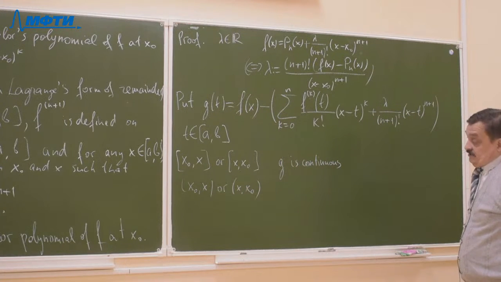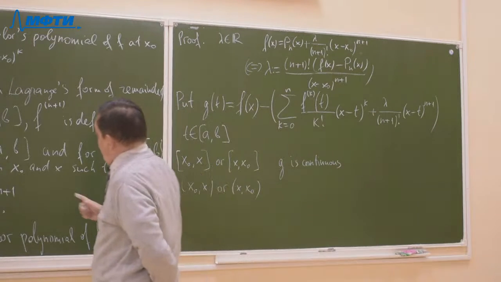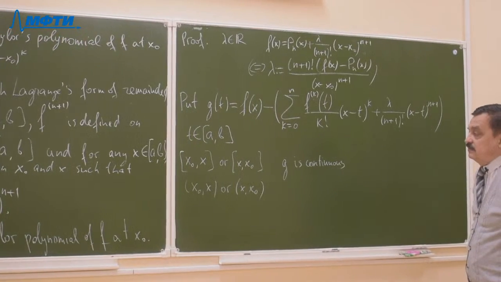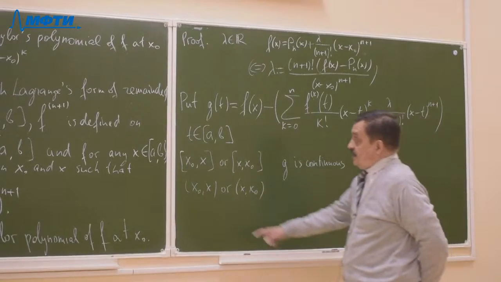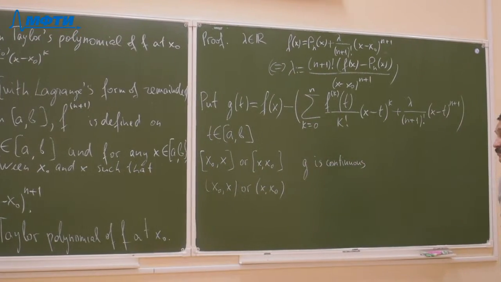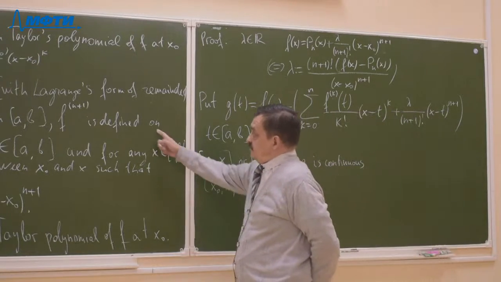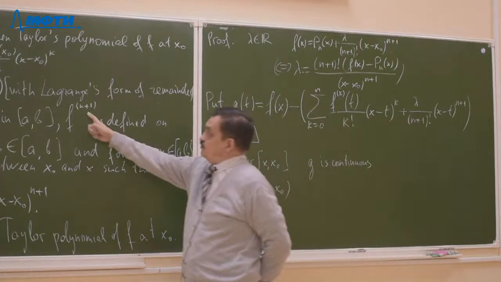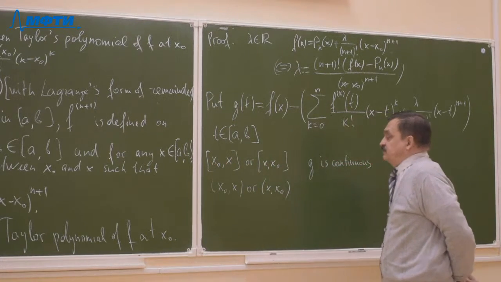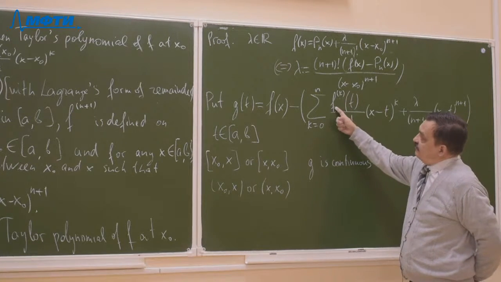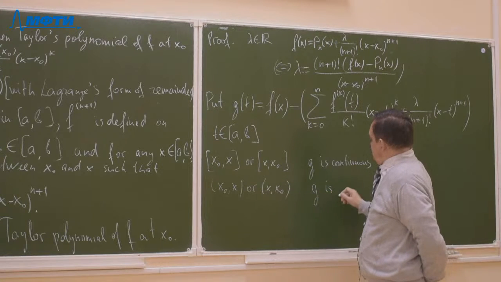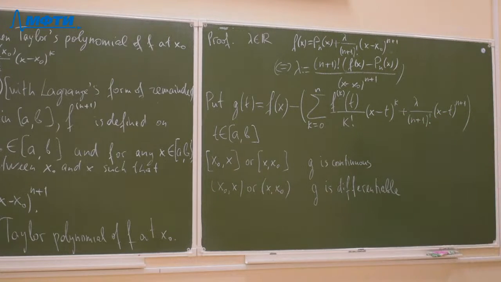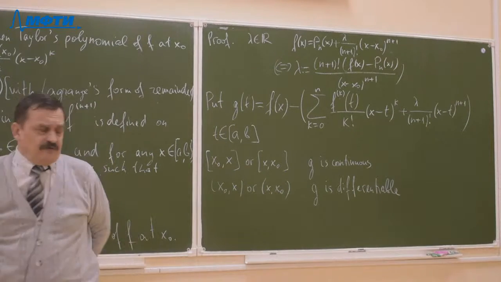So what about that interval? That interval definitely is a part of the interval AB, because it doesn't include the ends. So even in the case when x naught or x coincides with one of the ends of the segment AB, there is no problem for the derivative of order n plus 1. So the derivative of order n plus 1 is defined everywhere in that interval. Hence, g is differentiable everywhere on this interval. So g is continuous on the segment and differentiable on the interval.